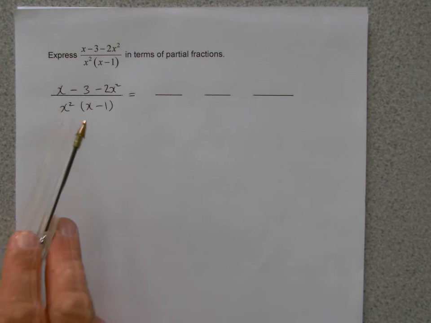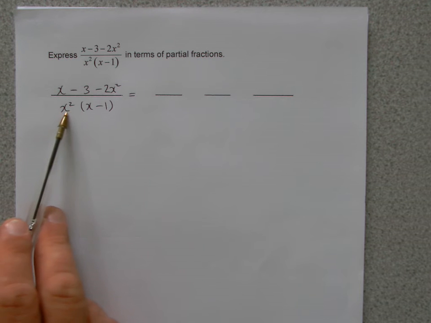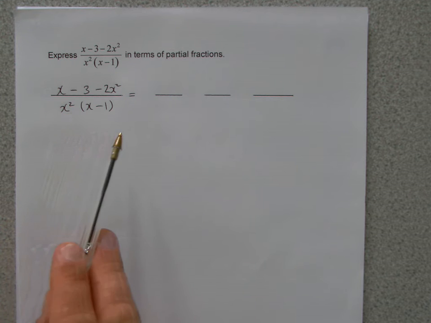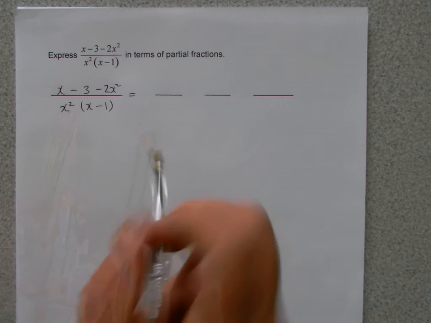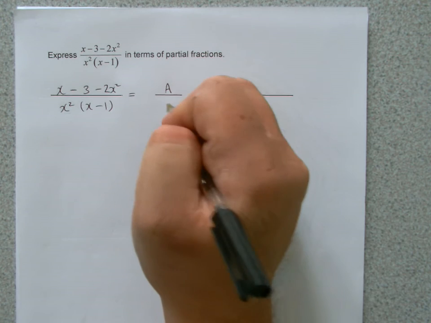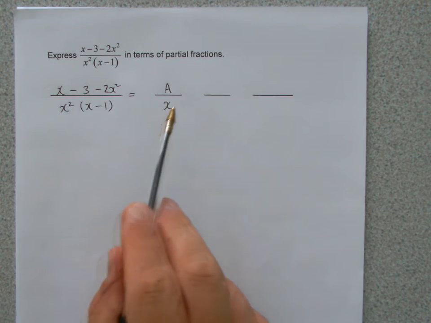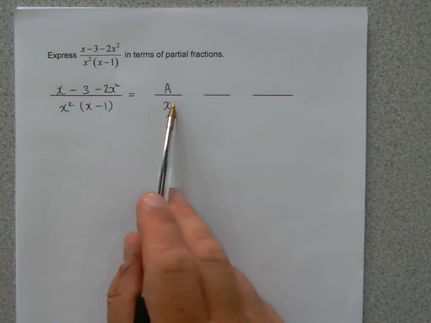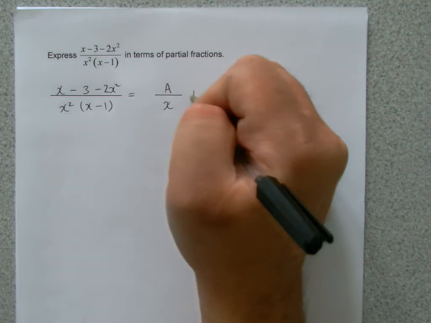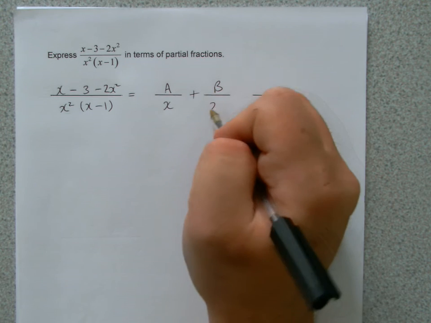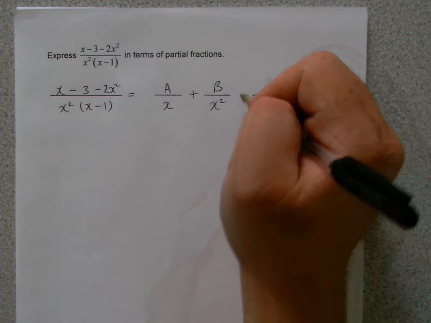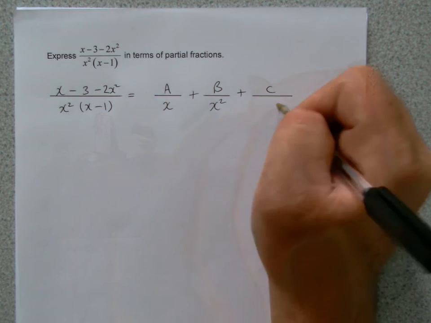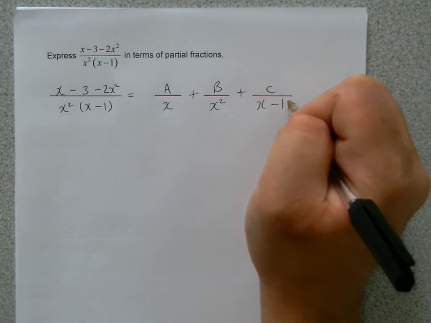So what you do is, well, this time the repeated factor is at the beginning, which was different last time. It was on the right hand side, at the end, wasn't it? So we would deal with this to start with. So we start off with a over x. Now remember, we don't write the square on the first denominator. But then on the second denominator it'll be b over x squared, you put the square in, okay? And then at the end you've got this single factor, x minus 1.